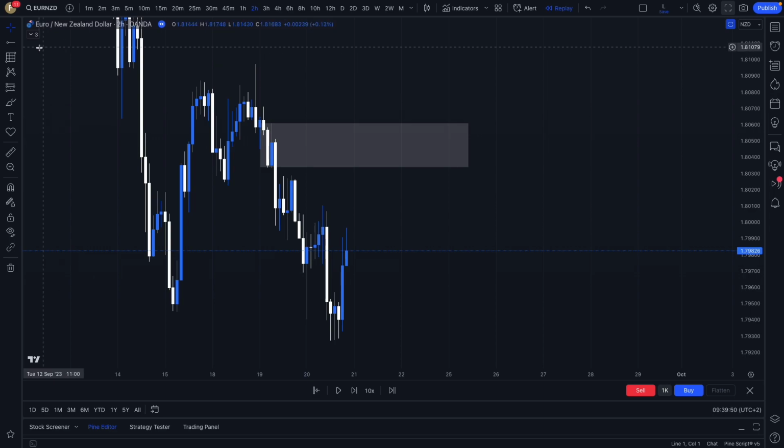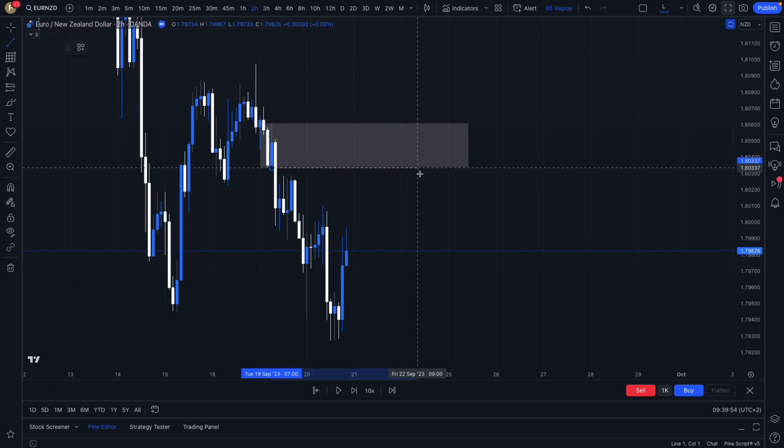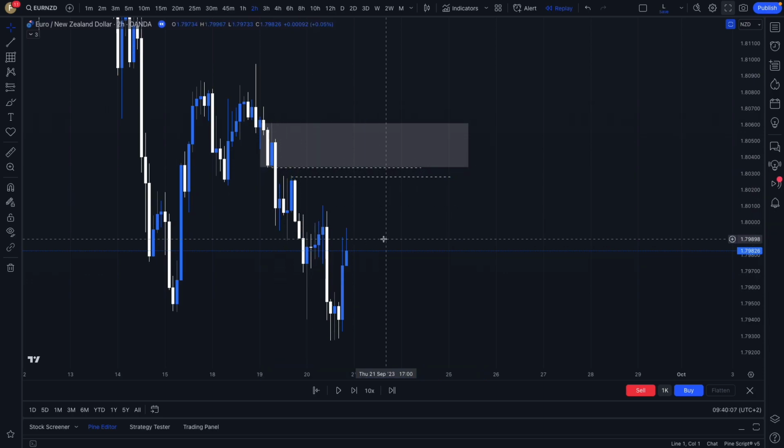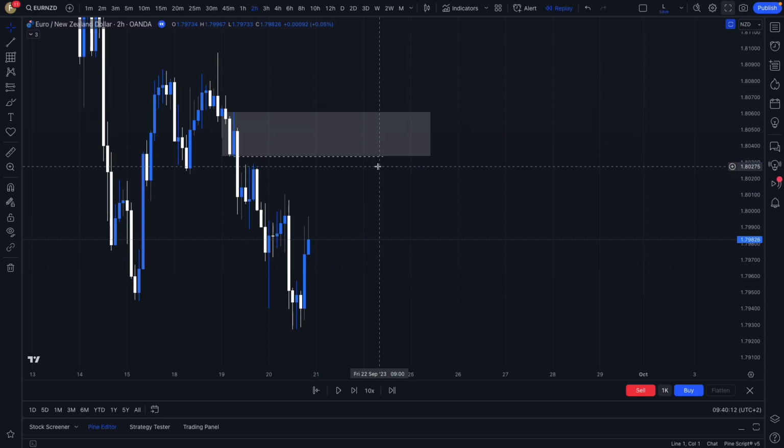Now the concept of imbalance is very simple. If you look, it's basically a price area where the wicks haven't touched each other yet and it has left an open body candle. This typically has to be filled first before price wants to move further down.